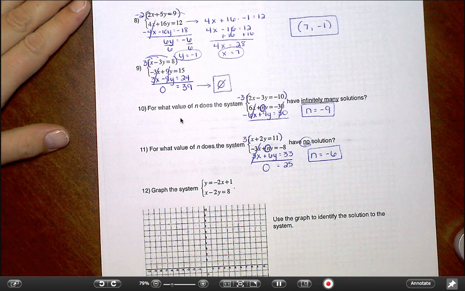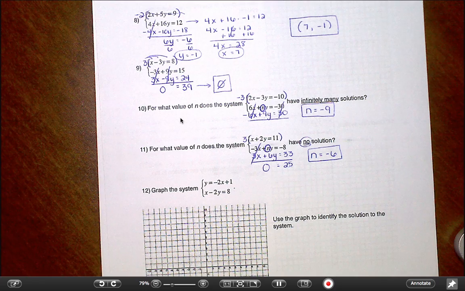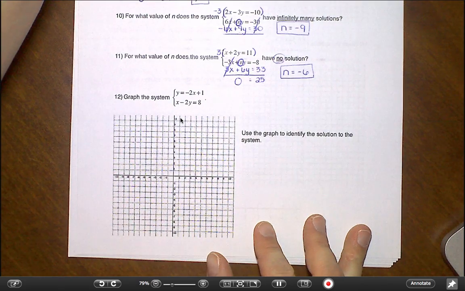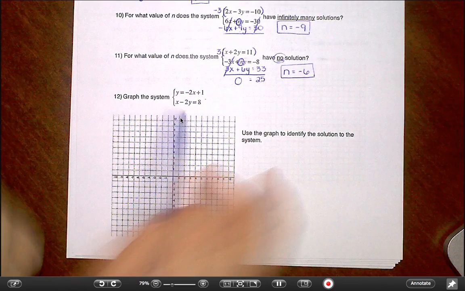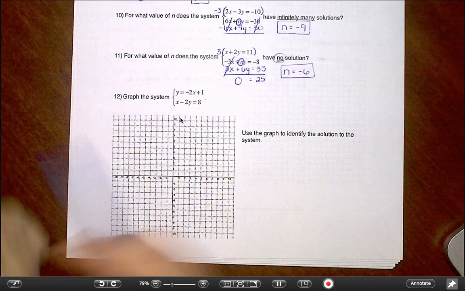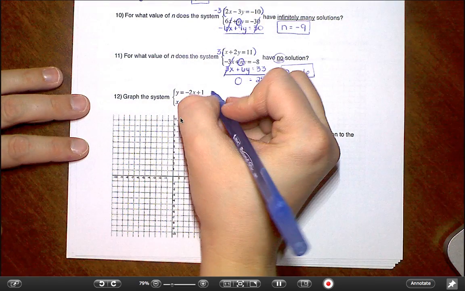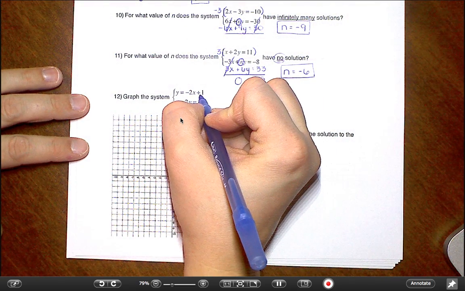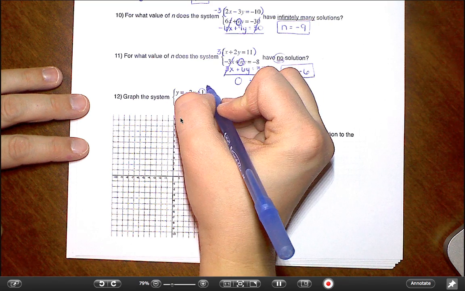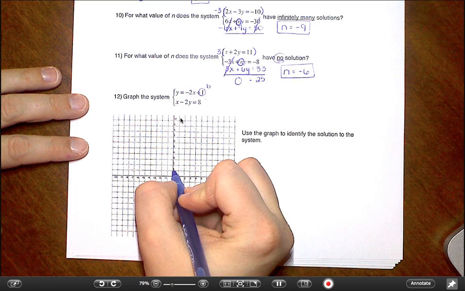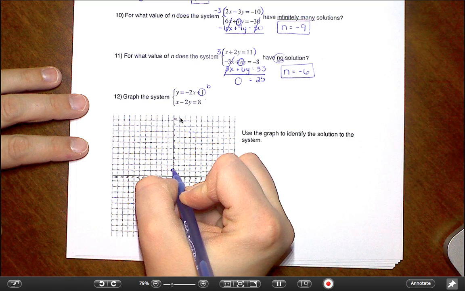Okay, let's practice some graphing. Graph the system y equals -2x plus 1 and x minus 2y equals 8. So each one of these is going to give me a line. These are linear equations. This first one is in slope-intercept form, so I'm going to start at the 1. That's my b value. I'm going to start at the 1 on the y-axis.